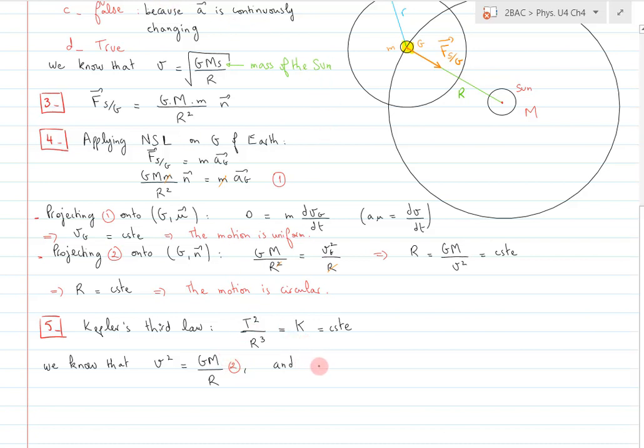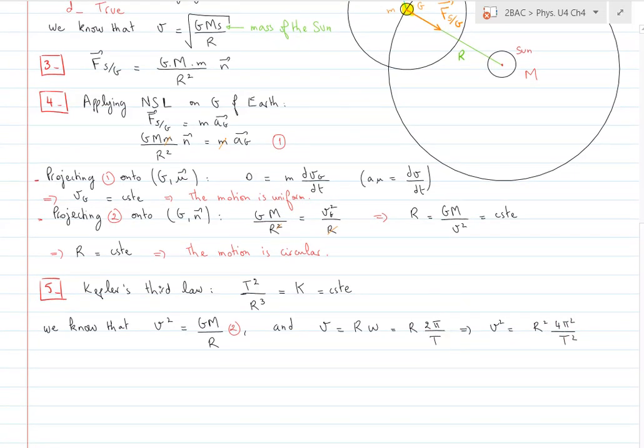And we know that V is equal to R omega. R is the radius of the trajectory and omega is the angular velocity, which is equal to 2 pi over T, because we know that omega is equal to 2 pi over the period. In this case, it is the orbital period of the Earth. So V square will be equal to R square 4 pi square over T square. We are going to name this equation 3.